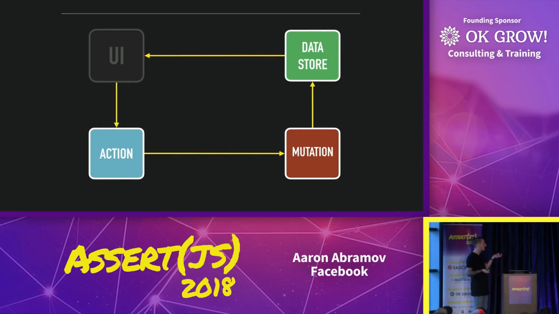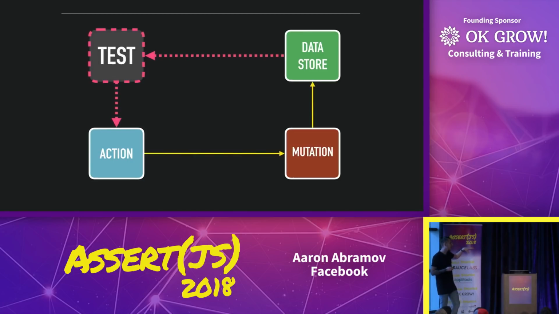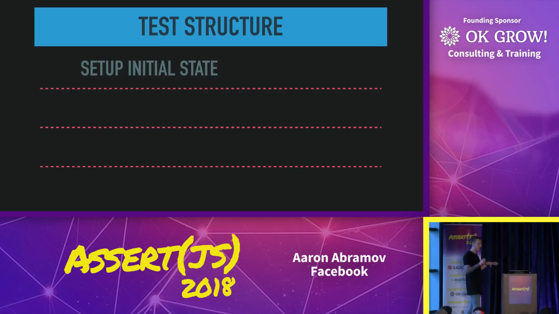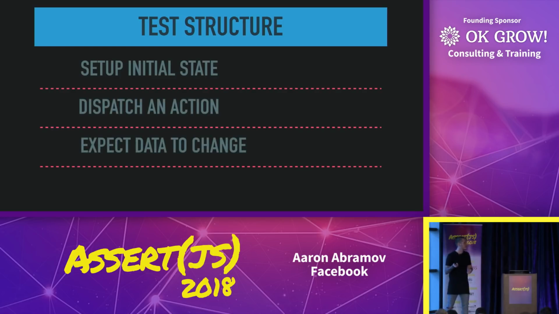So one of the solutions that worked really well is taking out this UI layer as a first step and putting a test into this. So the test will pretend that it's UI, and the typical test structure would look like you set up the initial state of the application, you dispatch an action, and you expect the data to change.